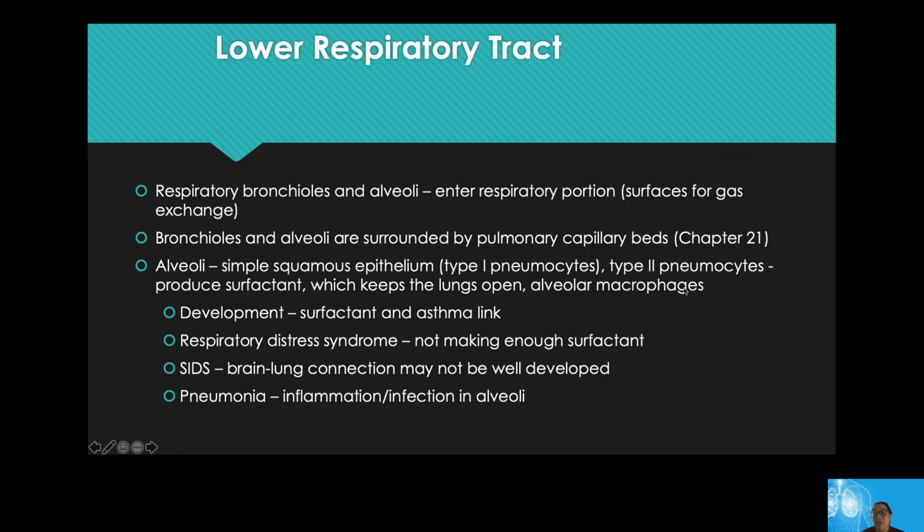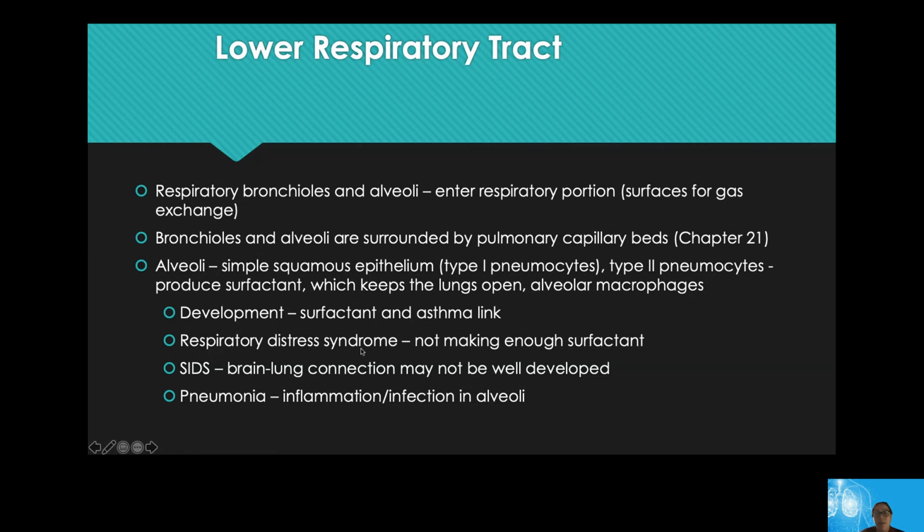And to avoid any type of pneumonia, those macrophages are going to surveil and make sure they try to keep those alveoli safe from inflammation or infection. Some things that we discussed, we learned about this. We did talk about developmentally how surfactant is something that develops later in the process. So a baby that's born prematurely has a link to more asthma and even SIDS risk.